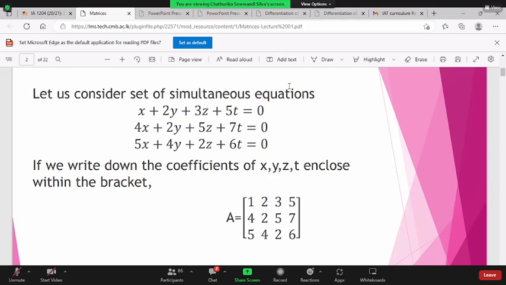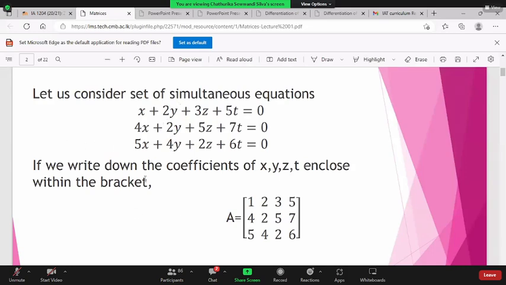So, in this set of simultaneous equations, there are 3 equations with 4 unknowns. What are the unknowns? You don't know the exact values of x, y, z, t. So these are the 4 unknowns and 3 simultaneous equations.